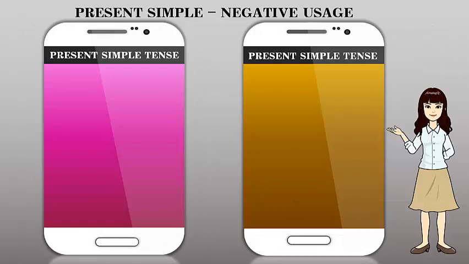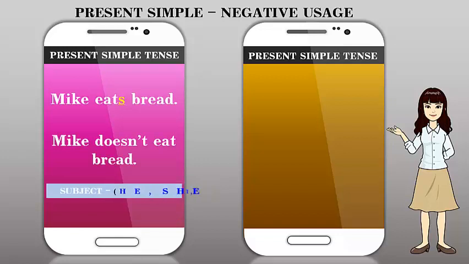Let's talk about a possible negative usage for the present simple tense, and that's do not and does not. The first example says, Mike eats bread. I put an s at the end of eat because the subject is Mike, which is a he. Now that's not a negative statement. What happens when I want to turn it into a negative statement? Well, I change it like this: Mike doesn't eat bread.